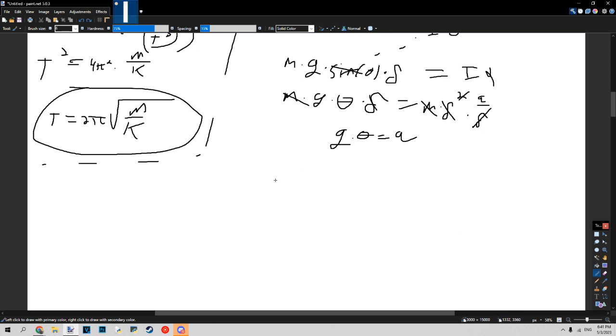We can take this a step further now and make it useful for us by saying that g times, and now we take theta and split it into x over radius, because that's what theta is, and the radius is lamed, and that is equal to our acceleration.